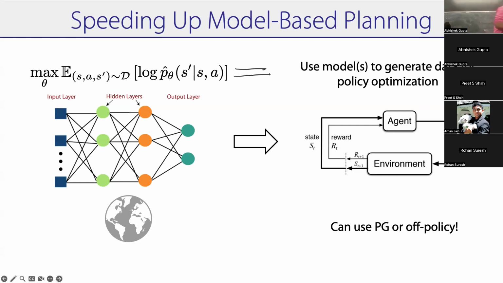Now what's the issue here? Why is this not just trivially pretending that your model was the simulator and running actor critic?